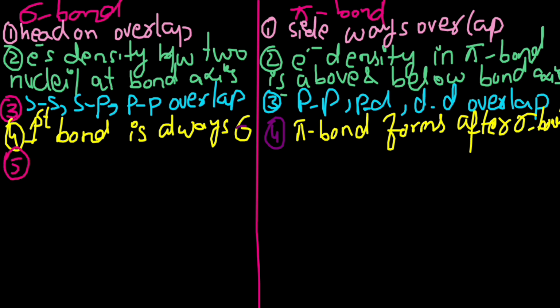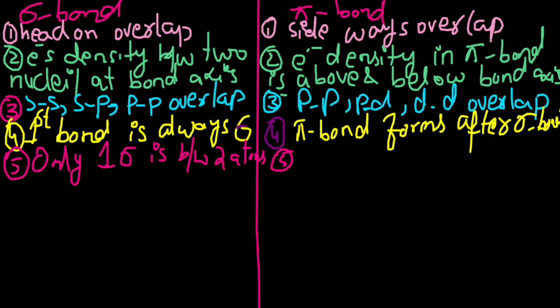Fifth point is only one sigma bond is possible between two atoms. However, multiple pi bonds can exist between two atoms.